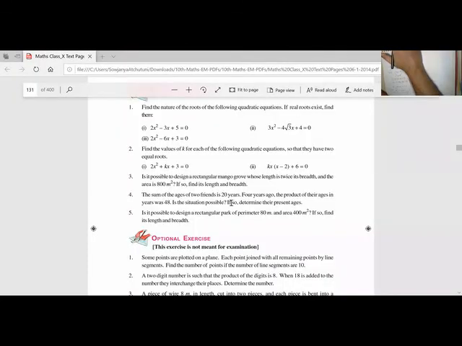So what is the question he is asking? If so, determine: is the situation possible? No, because b square minus 4ac is negative. 20 square is 400, minus 4 into 112.